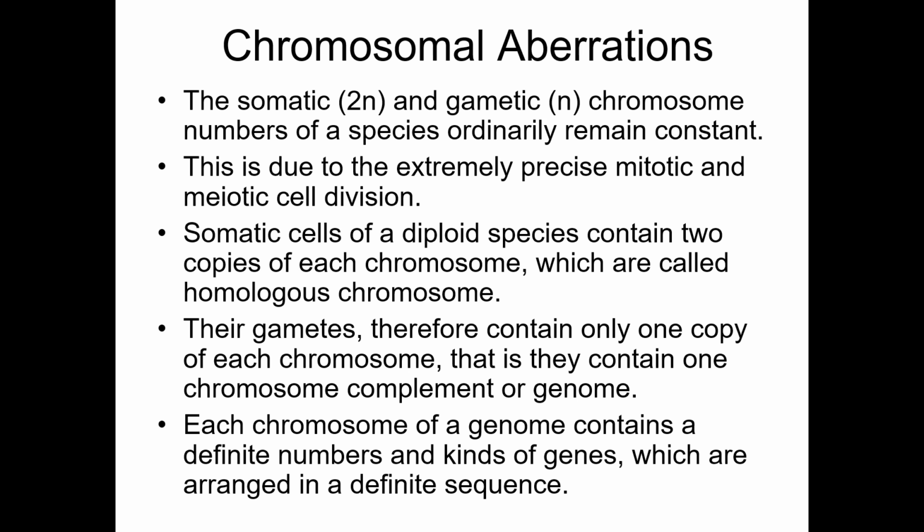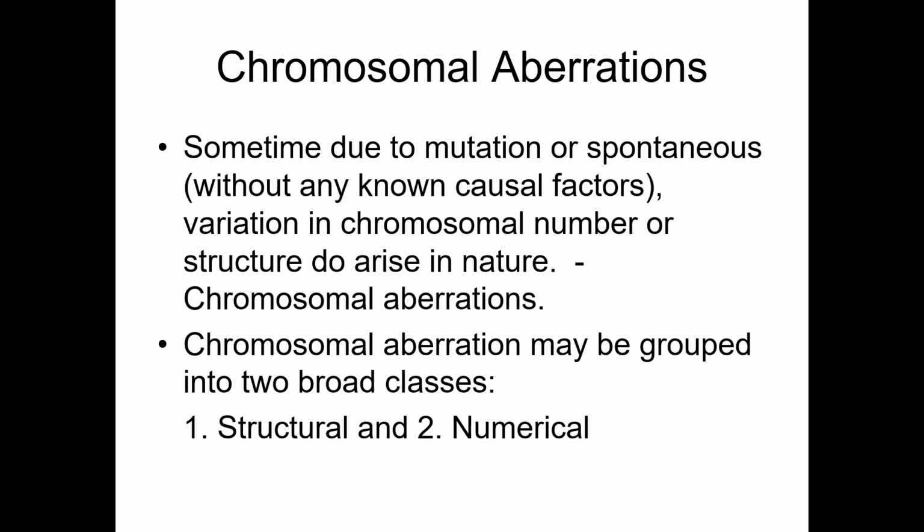During gametogenesis there is meiosis. In meiosis the chromosome number is reduced to half. Each chromosome of a genome contains a definite number and kind of genes, and all these genes are arranged in a definite sequence.